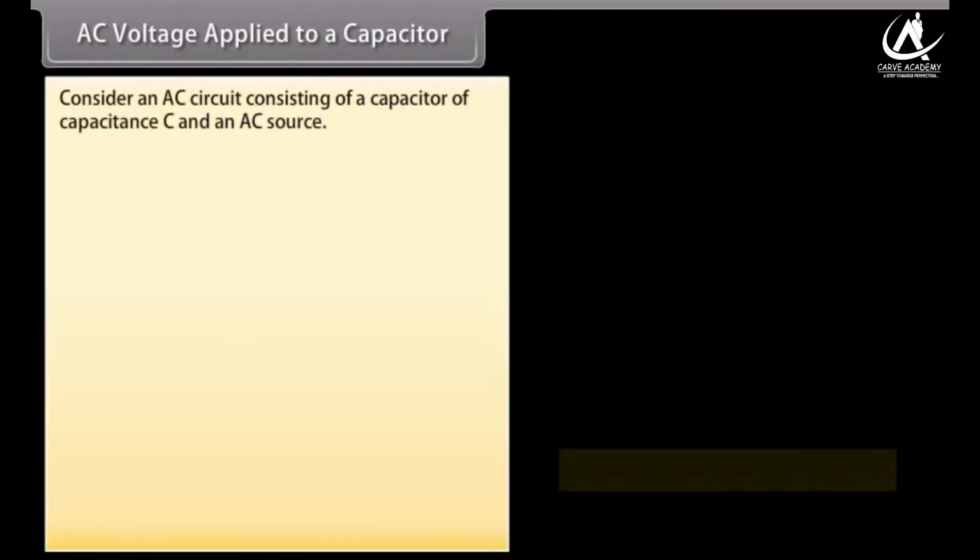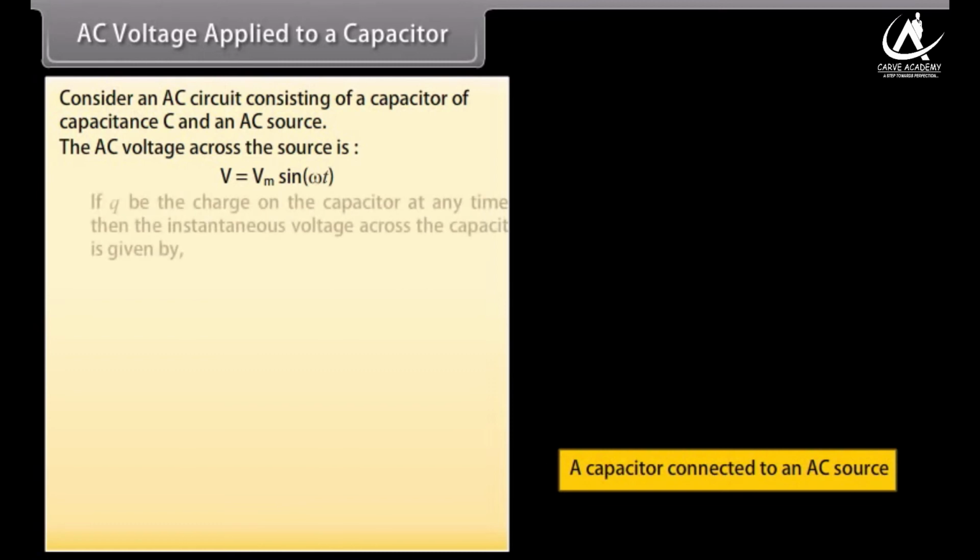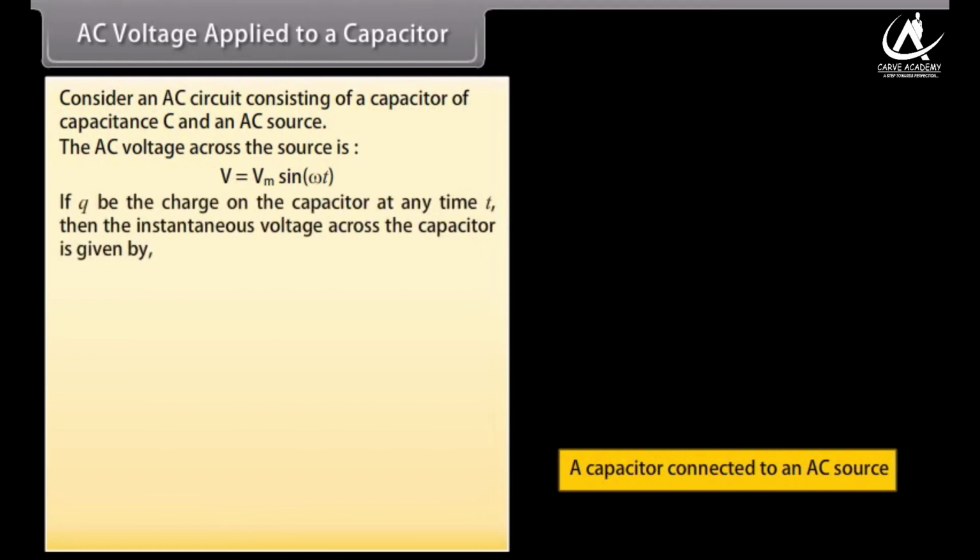AC voltage applied to a capacitor. Consider an AC circuit consisting of a capacitor of capacitance C and an AC source. The AC voltage across the source is V = Vm sin omega t. If Q be the charge on the capacitor at any time t, then the instantaneous voltage across the capacitor is given by Vc = Q divided by C.